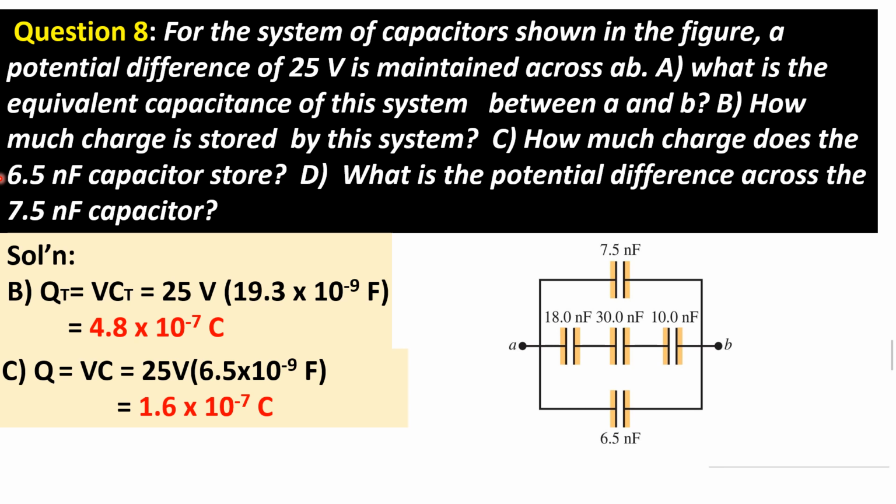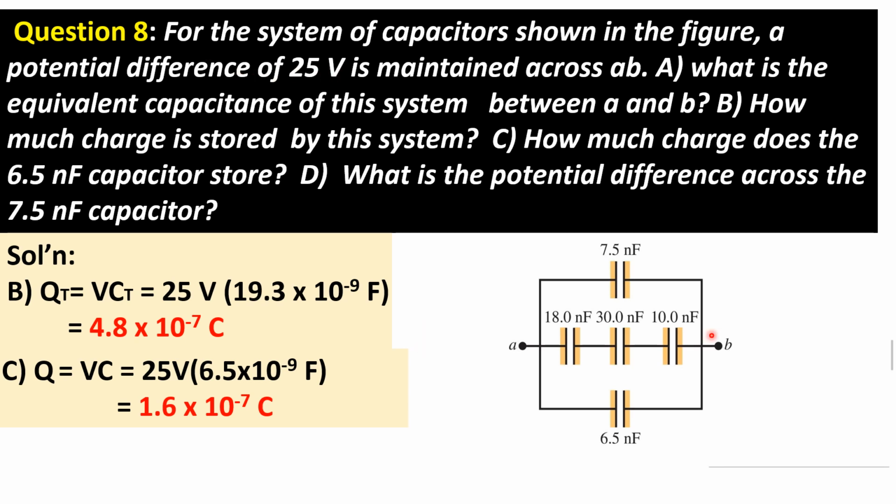And finally, for letter D, what is the potential difference across the 7.5 nanofarad capacitor? Our answer for this question doesn't require any computation, because the 7.5 nanofarad capacitor is connected in parallel to the voltage source across points A and B, whose potential difference is 25 volts.